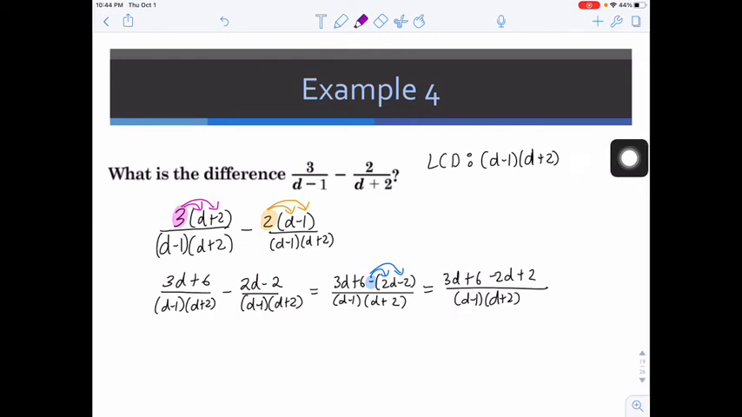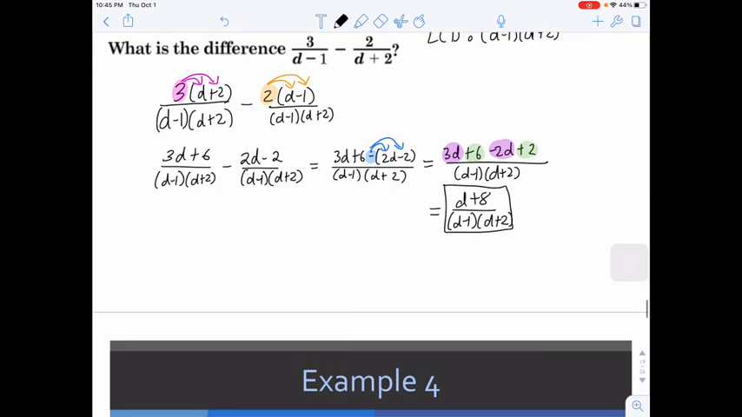Now we want to look for some like terms. So notice we have a 3d and a negative 2d, and we also have a plus 6 and a plus 2. We have 3d minus 2d gives us d, and 6 plus 2 gives us 8, all over d minus 1 times d plus 2. These are all already as simplified as they can be, and none of them are in common on the top and bottom, so we have no common factors, and this is the final answer.